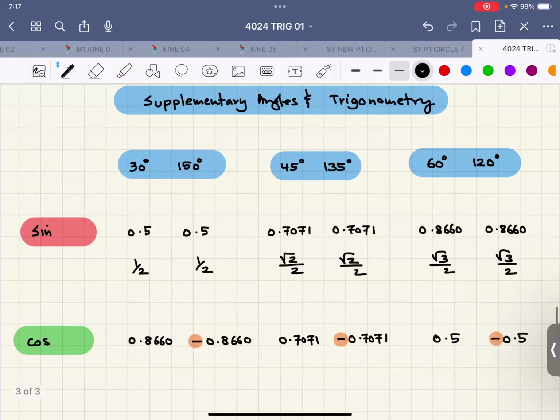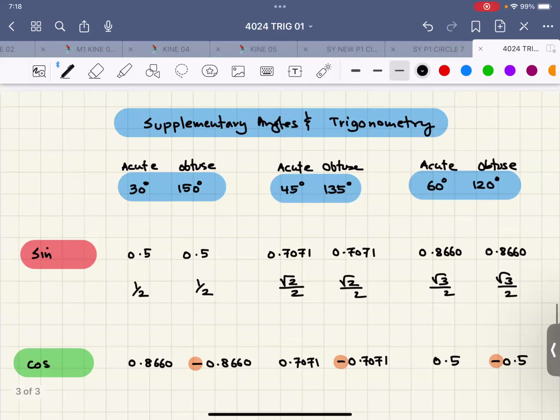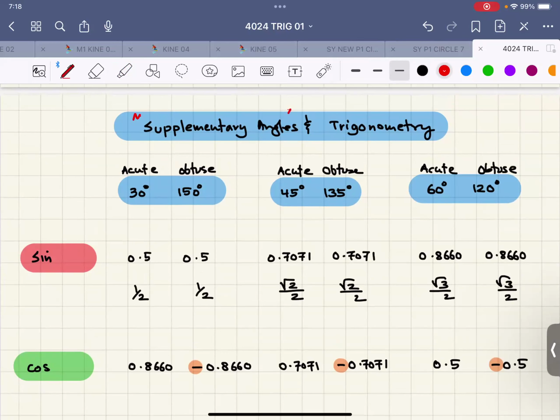Now, let me further break it up. This is an acute angle, and this is acute, this is obtuse. This is acute, this is obtuse. This is acute, and this is obtuse. And yes, they are supplementary because these two are adding up to 180. So yes, they are supplementary of one another, and they are adding up to 180.